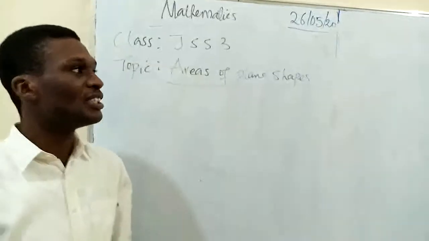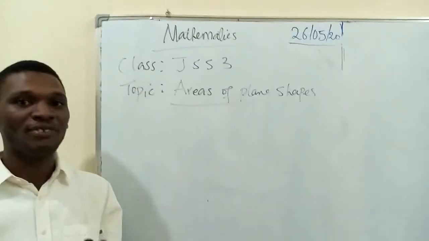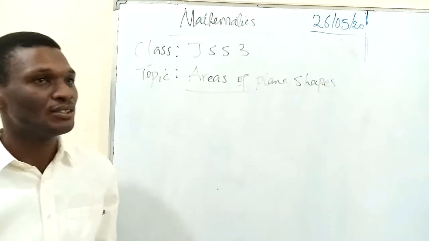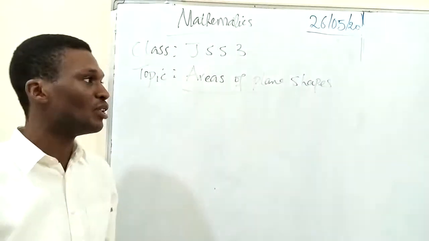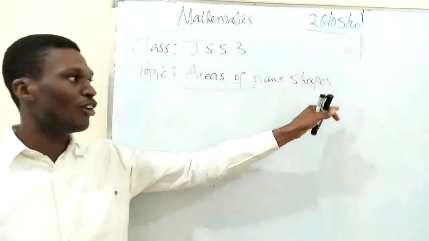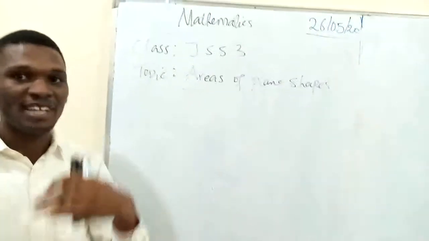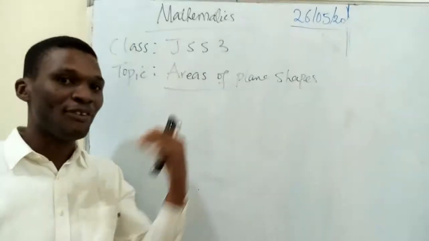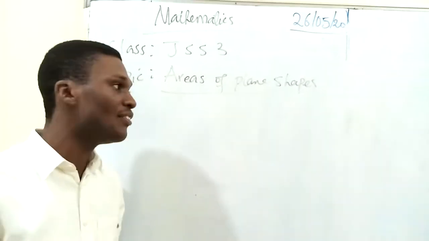Now, plane shapes are shapes that are placed on a flat surface. For example, we have squares, rectangles, circles, and trapeziums. They are all examples of plane shapes. Any shape that can be placed on a flat surface is a plane shape. So we are looking at the different plane shapes and the formulas for calculating their areas.